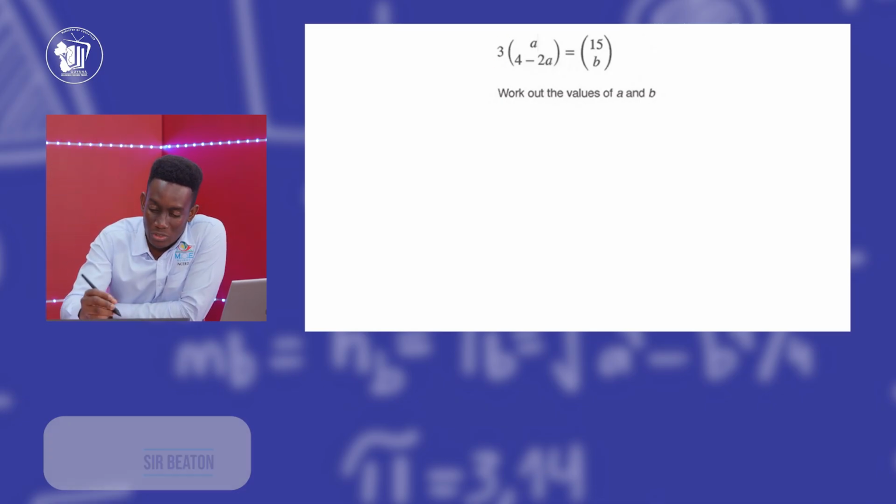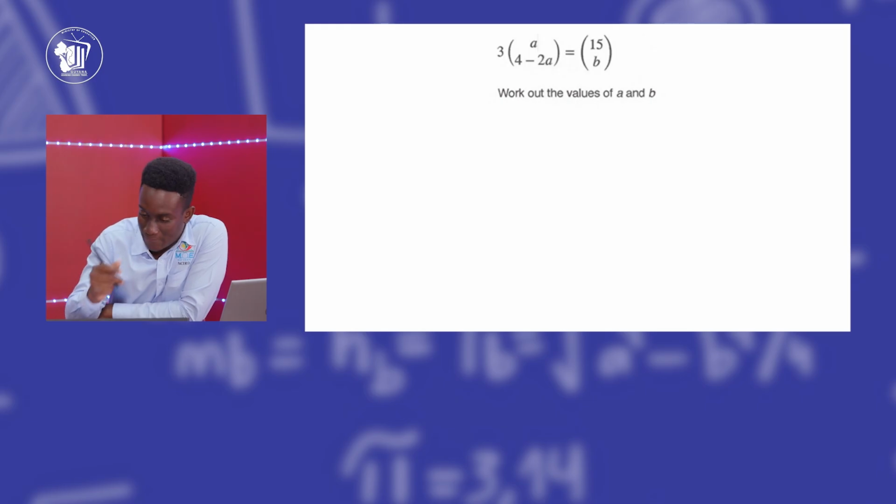But before we do that, we see we have a constant outside of this matrix. So we just multiply that constant by everything in the matrix. So this will be 3 times a will give you 3a, and then 3 multiplied by all of this here. 3 times 4 would be 12. 3 times negative 2a would be negative 6a. And then that would be equal to 15b.